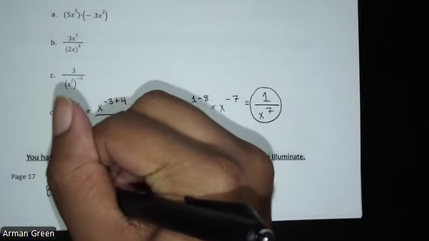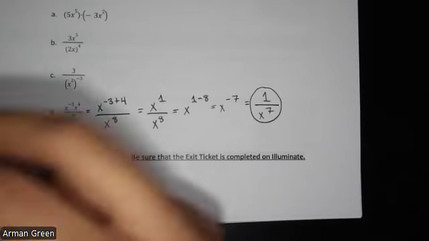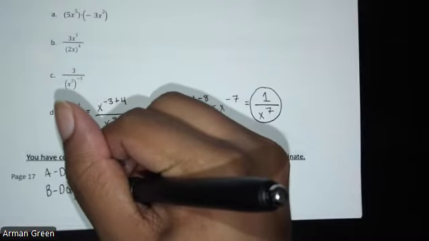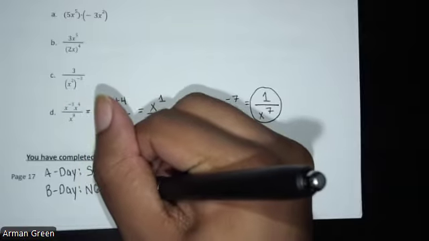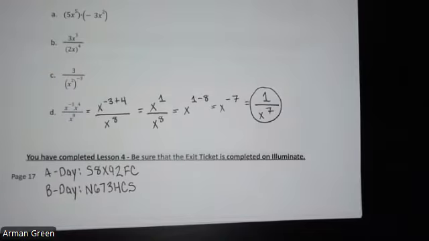If you have me on B day, the code that you will use to get to the exit ticket is N67 3HCS. So that is your access code for your Illuminate exit ticket.